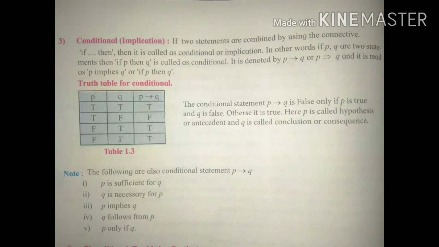The third one is conditional or implication. If two statements are combined by the connective if then, then it is called conditional or implication. It is denoted by a single arrow symbol. It can be read as P implies Q, or if P then Q.